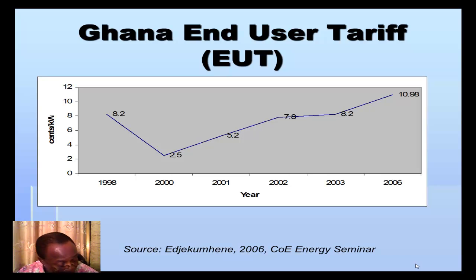Here's another trend for the end user tariff. In this case, as you can see, it went down considerably in 2000, and then has been rising consistently since then up to 2006.